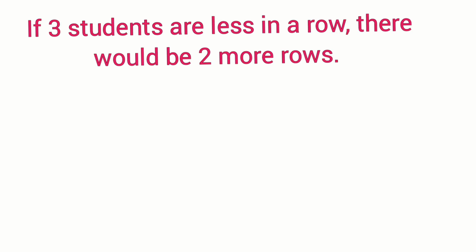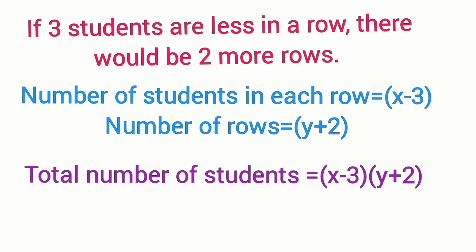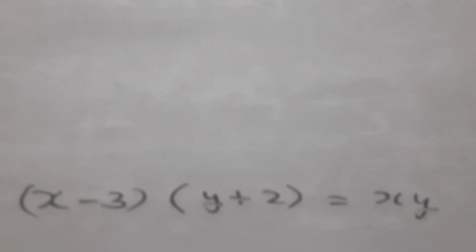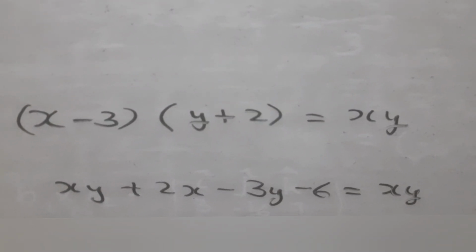Three students less in a row means the number of students in a row is now X minus 3. 2 more rows means the number of rows is now Y plus 2. Multiply X minus 3 and Y plus 2 to get the total number of students as before. The total number of students in the class is XY, so we can equate X minus 3 into Y plus 2 and XY. Use distribution law and then rearrange to get a linear equation in X and Y.